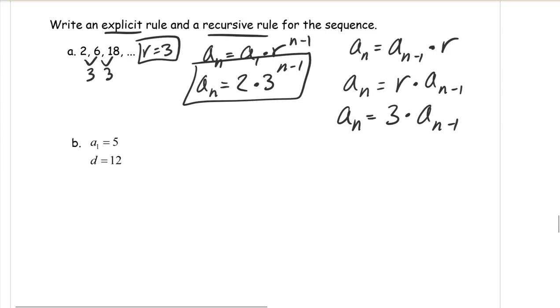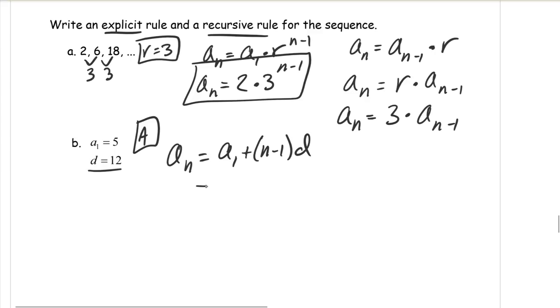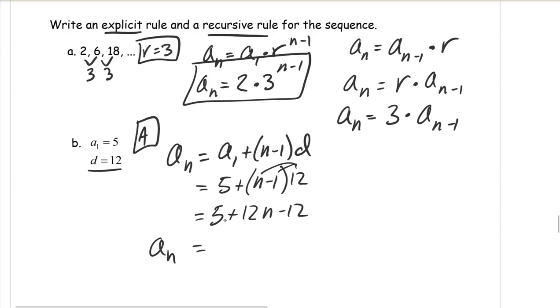This one, they're telling us that this is an arithmetic sequence because it has a common difference. So we need our general rule there. A sub n equals our first term plus n minus 1 times our common difference. So this is 5 plus n minus 1 times 12. So this makes 5 plus, we got to distribute, 12n minus 12. And so our rule, when we combine our like terms, would be 12n minus 7.